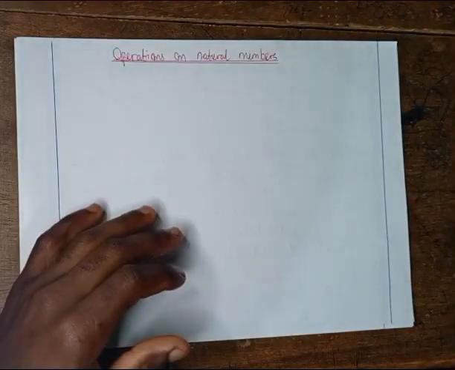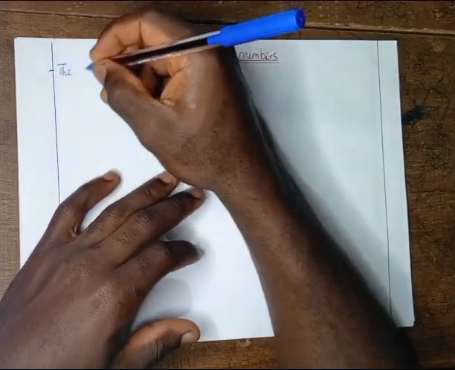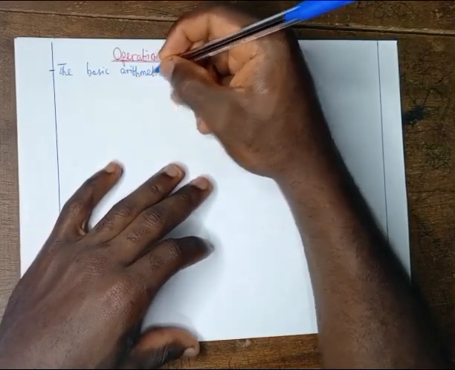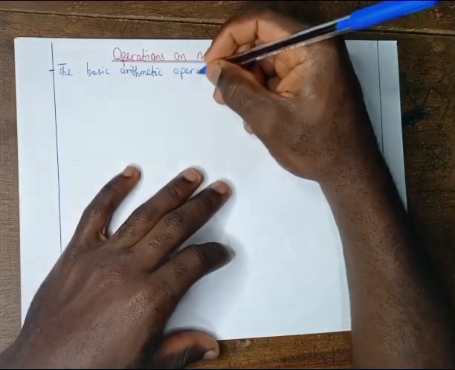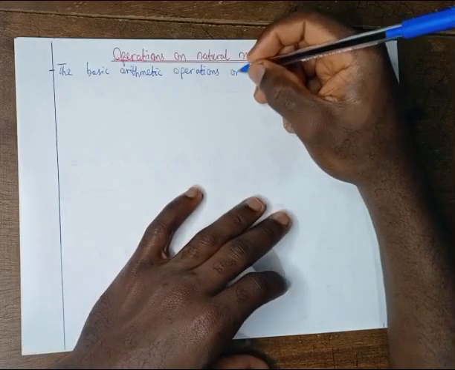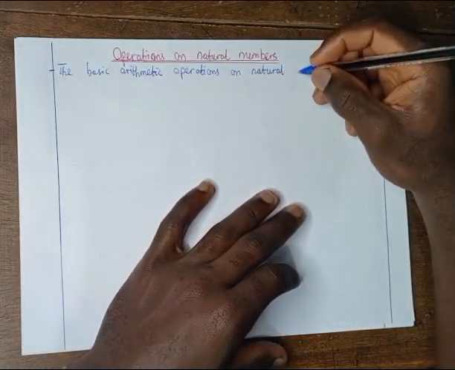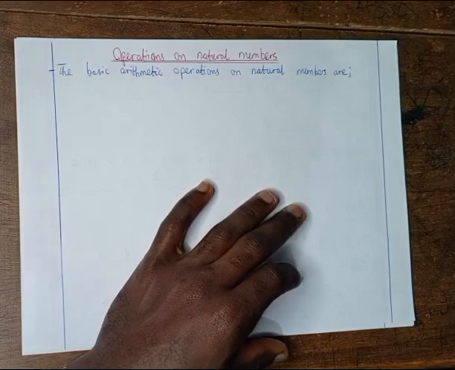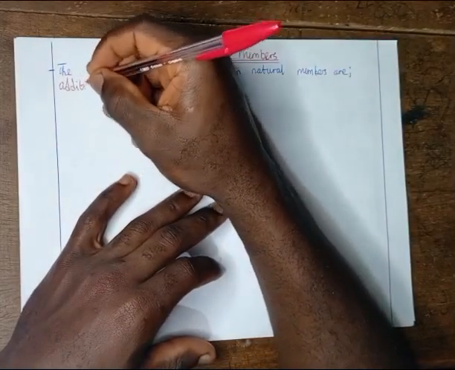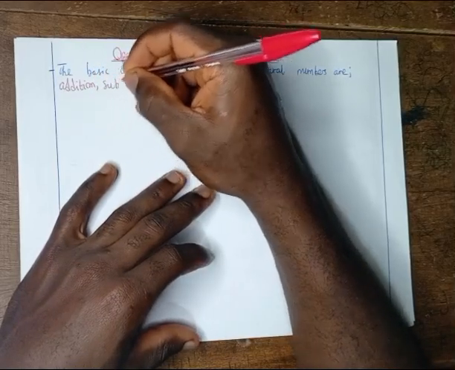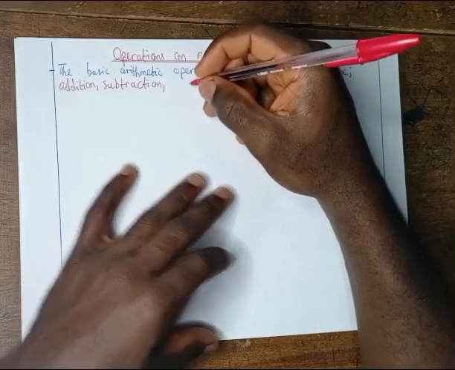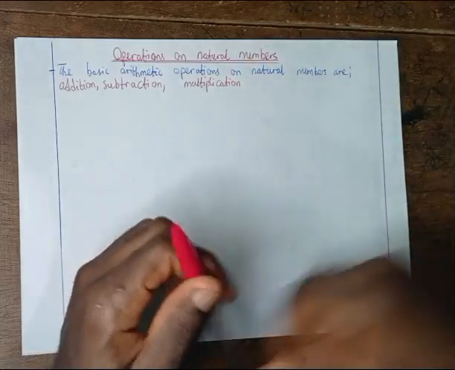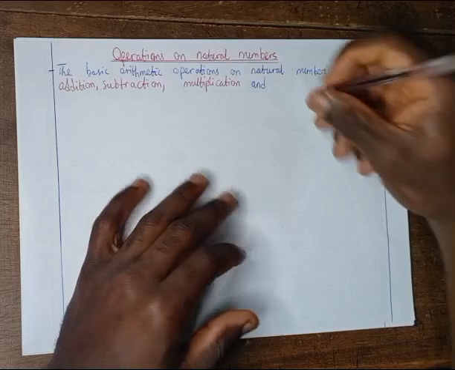Let's write this down. The basic arithmetic operations on natural numbers are, I'll list them using a red pen: addition, subtraction, multiplication, and lastly, division.